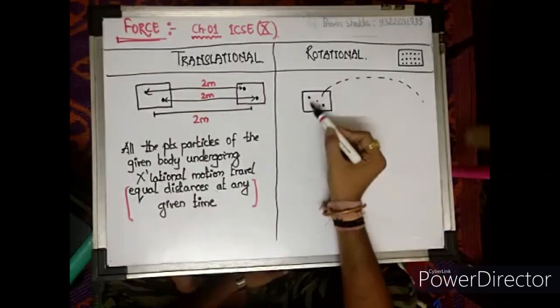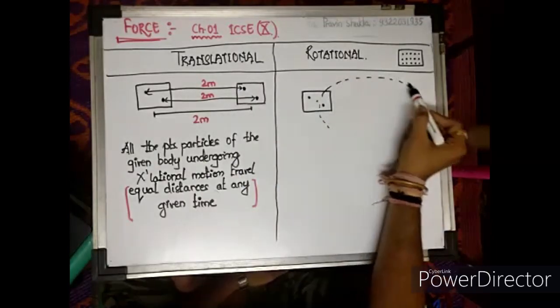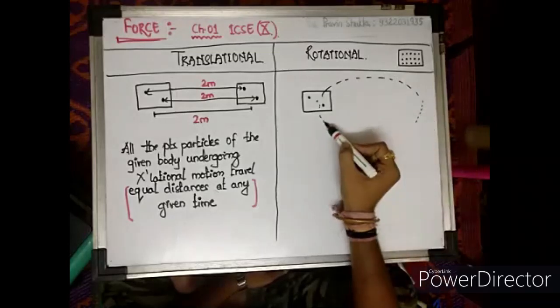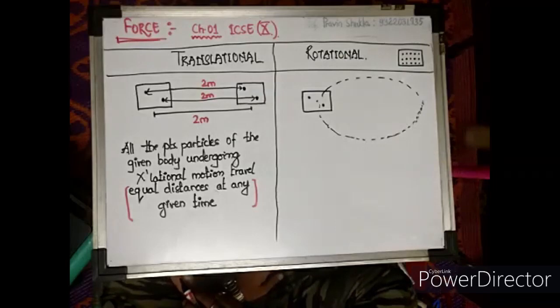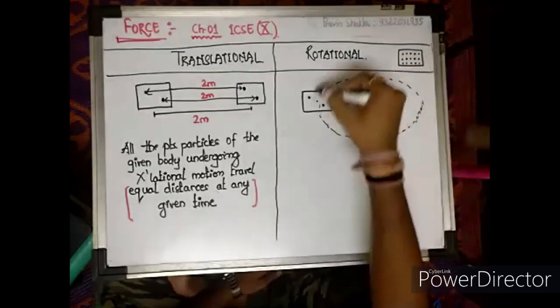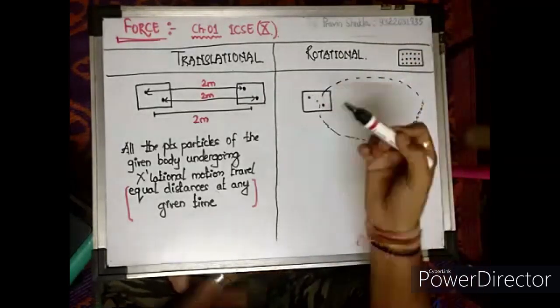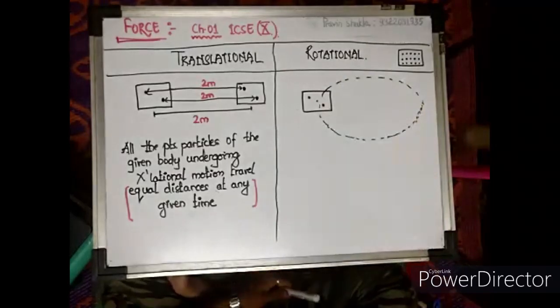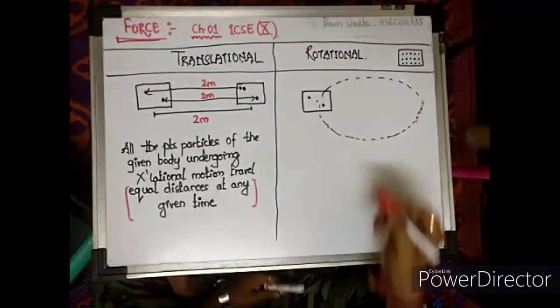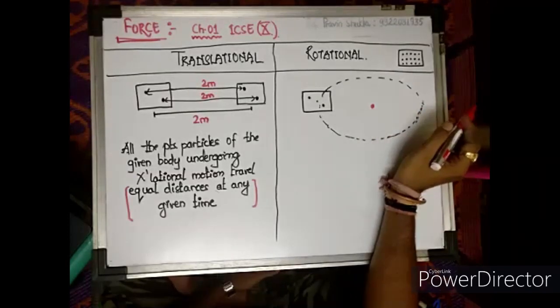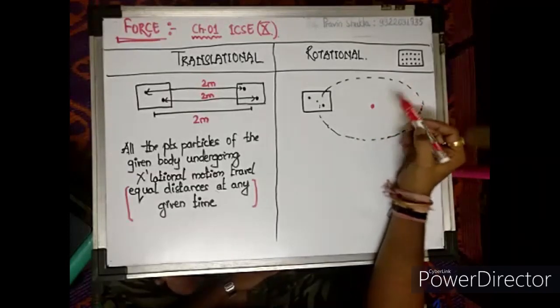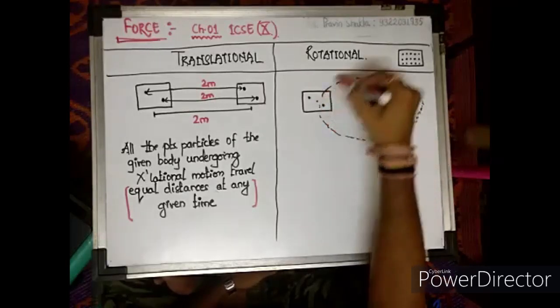Okay. So this is the object, and the object is moving on a circular path like this. Now in this circular path, if the object is moving like this, where is the center? Center is here. If the center is here, this is the circle and the center is here.